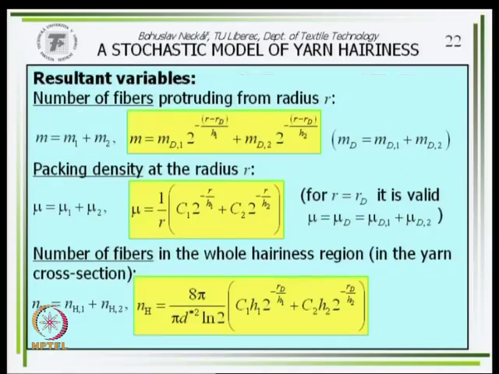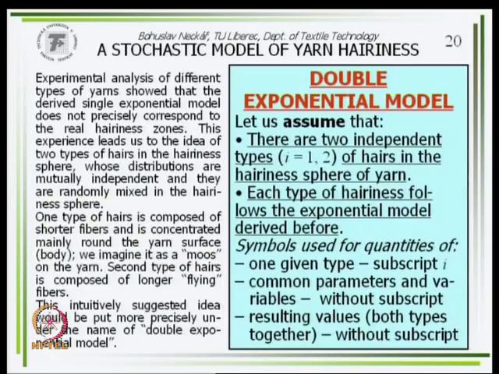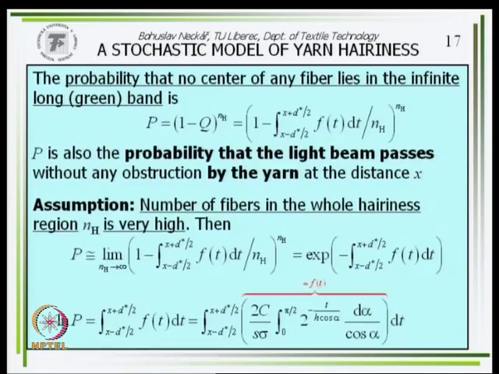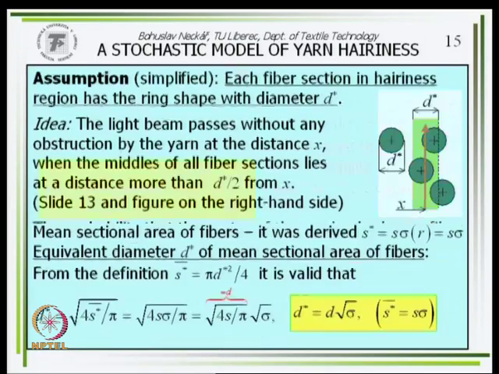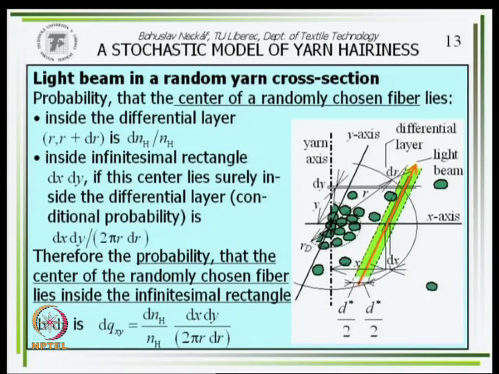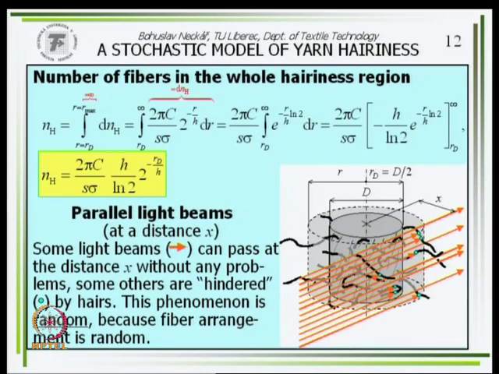From this, it is easy to obtain this picture and evaluate it using, for example, image analysis techniques and similar tools which you know from the laboratory. Therefore, we want to derive the probability that light beams go beside the yarn.